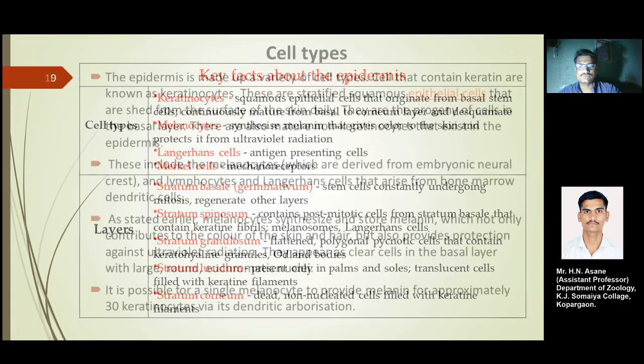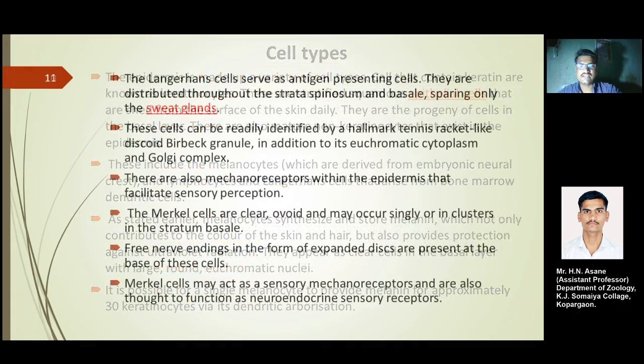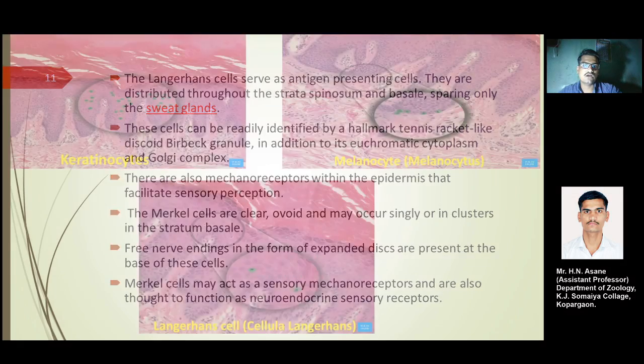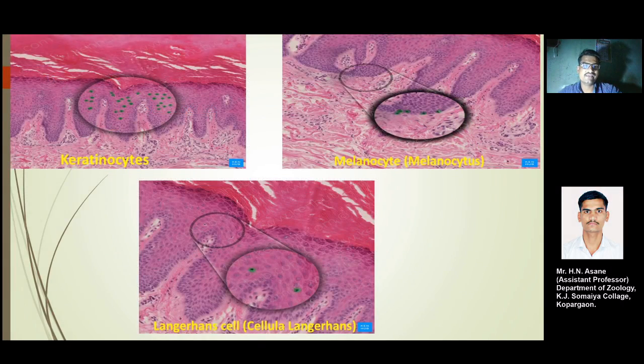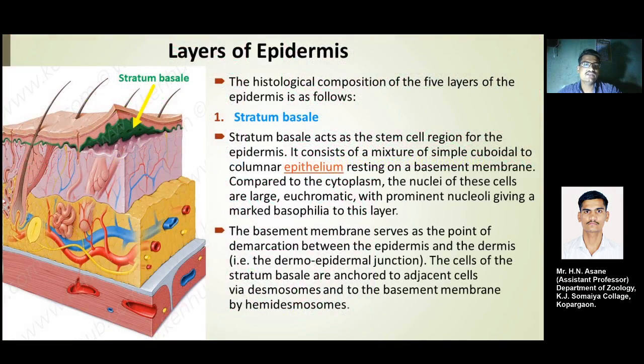We have seen the cell types, that there are three cell types: the keratinocytes, melanocytes, and the Langerhans cells. So let's start with the layers of the epidermis. The histological composition of the five layers of the epidermis we will see as follows. As you can see, the very first layer will be the stratum basale.